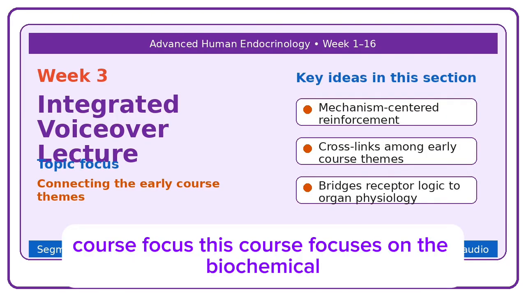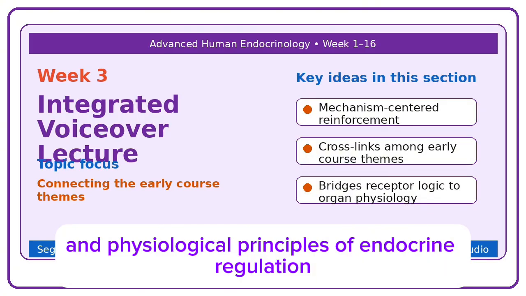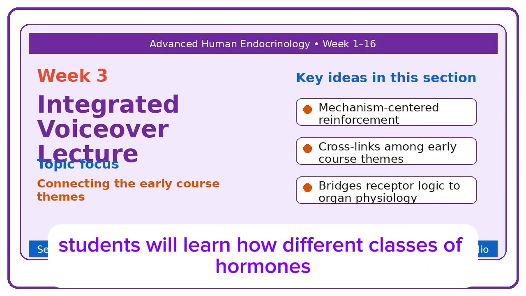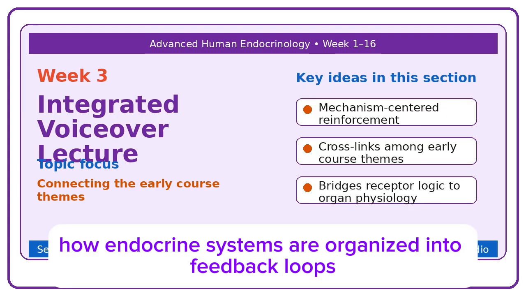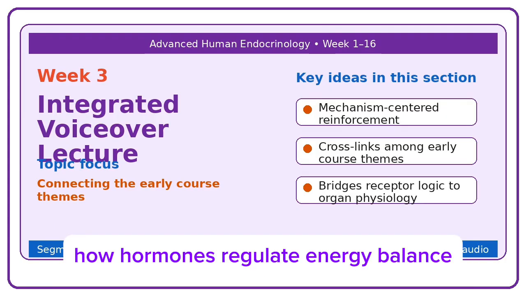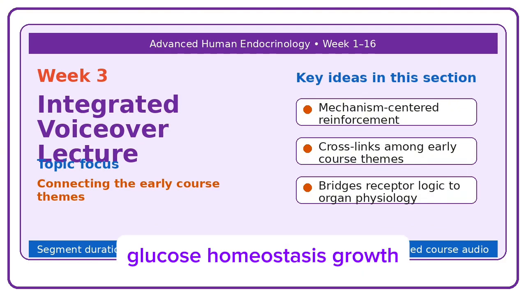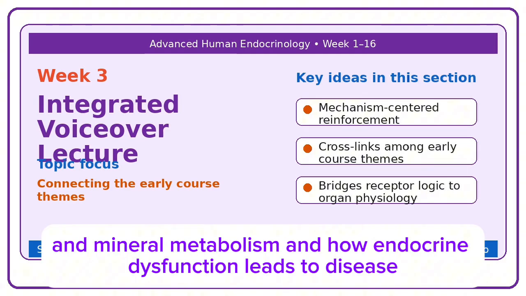Course focus. This course focuses on the biochemical and physiological principles of endocrine regulation. Students will learn how different classes of hormones act through specific receptors, how endocrine systems are organized into feedback loops, how hormones regulate energy balance, glucose homeostasis, growth, reproduction, and mineral metabolism, and how endocrine dysfunction leads to disease.